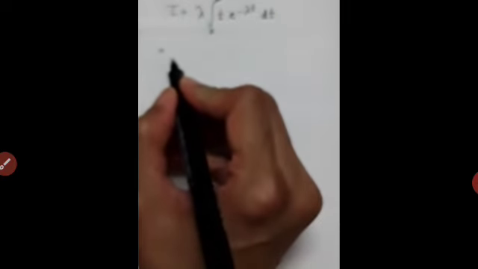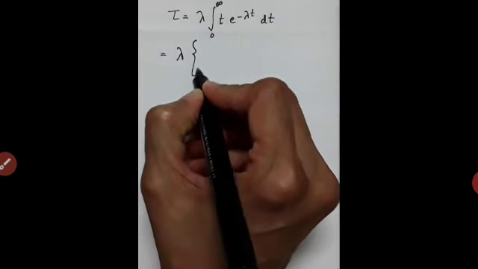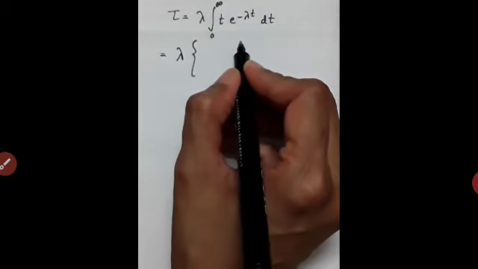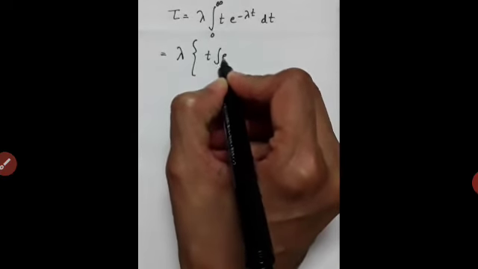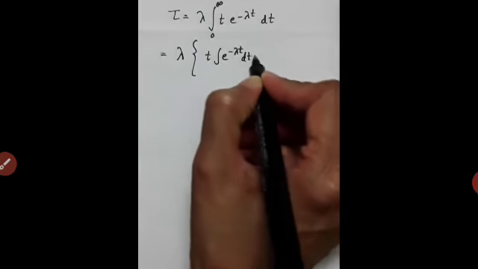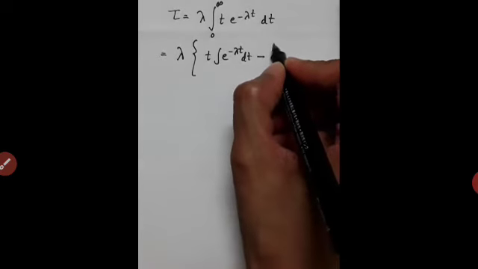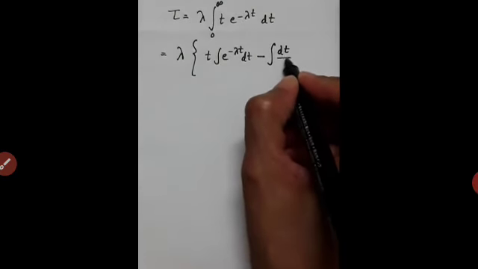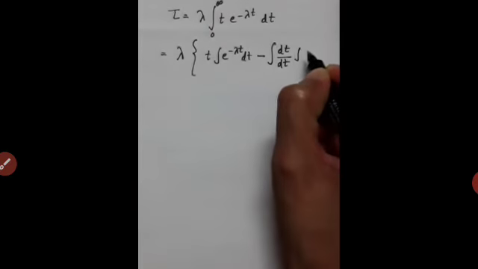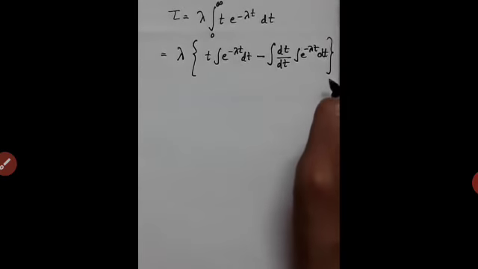Here, lambda remains outside the bracket, and the first term on the right hand side after integration would be t integral of e raised to power minus lambda t dt, minus integration of the differentiation of the first term, that is t, and again integration of e raised to power minus lambda t dt. This is how the equation goes.